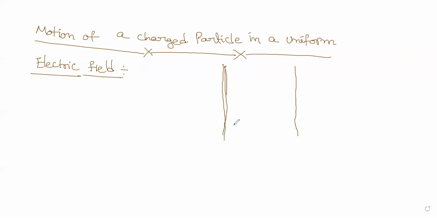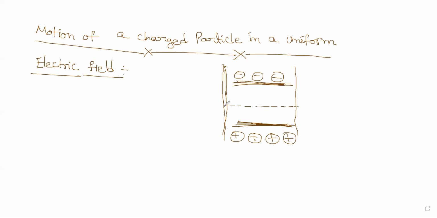You have two plates, and in the middle you have two electrodes like this. This electrode is negatively charged, and the bottom electrode is positively charged. There is a positive charge on this bottom electrode. Assume this is a midline, so you can assume it as an x-axis.